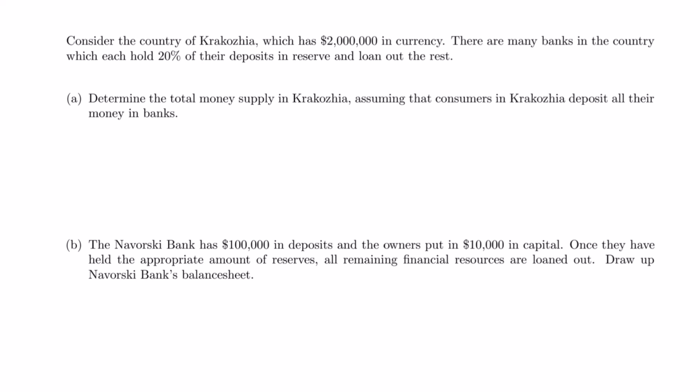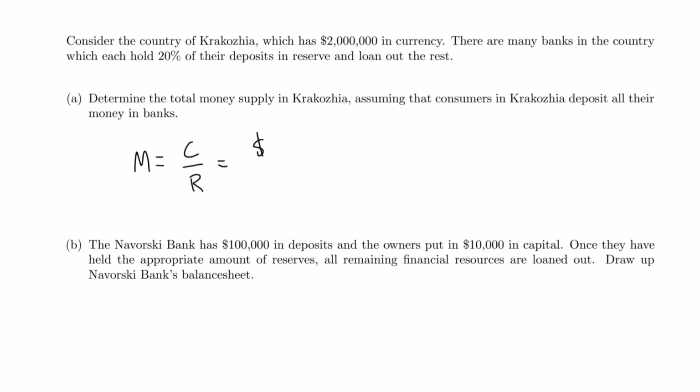In part A, we're just asked to figure out the total money supply, which we can do using the equation M equals C over R. This equation is going to work just fine because we're assuming that consumers are depositing all their money in banks. They're not holding any as currency.